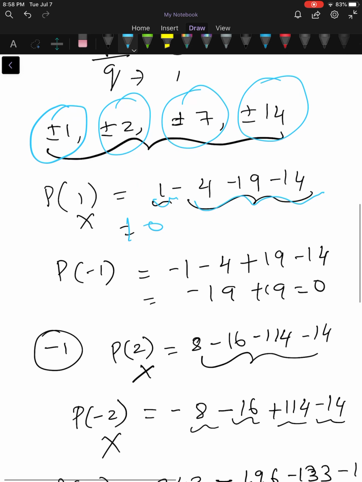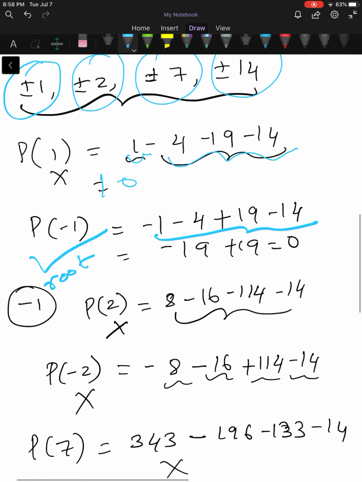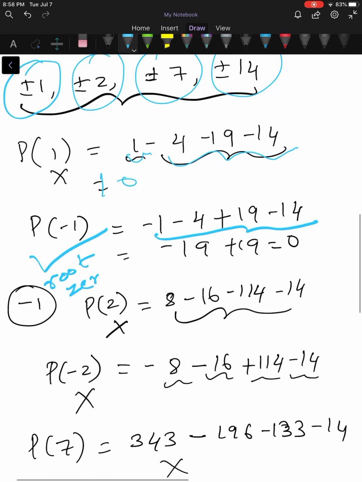Then checking negative 1: negative 1 minus 4 plus 19 minus 14. So this gives negative 5 minus 14, that is negative 19, and negative 19 plus 19 is 0. So this is satisfying the equation. So negative 1 is a root of the equation, or you can say it is a zero.